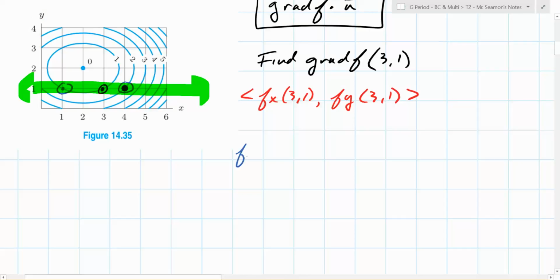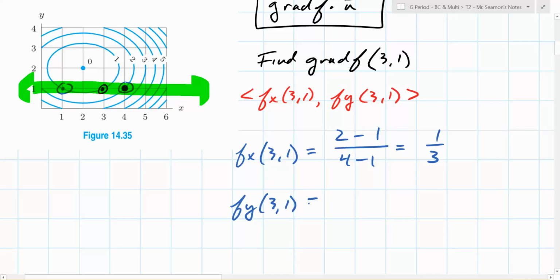Correct? So fx at (3, 1) is going to be equal to what? 2 minus 1 over 4 minus 1. So that's going to be 1 over 3. And then fy at (3, 1), what's fixed now? X. X is fixed, correct? So x is fixed, so we're fixing this right here, correct?